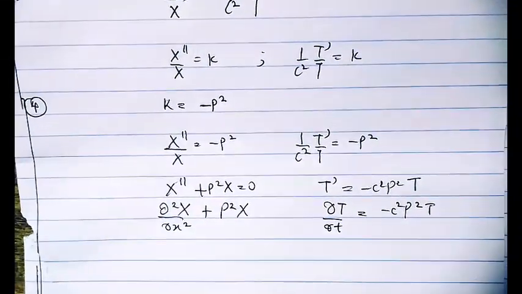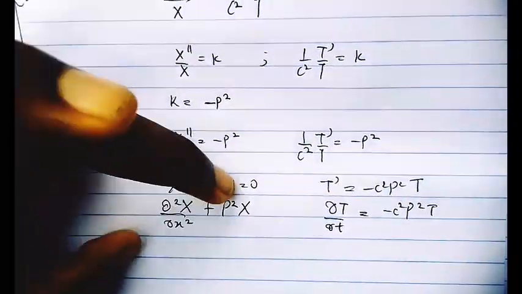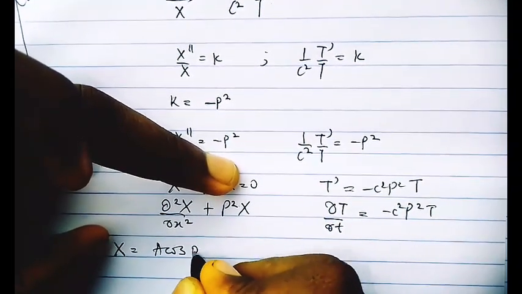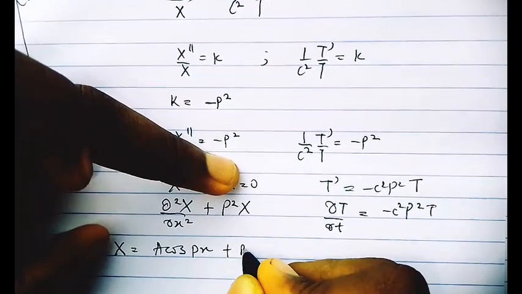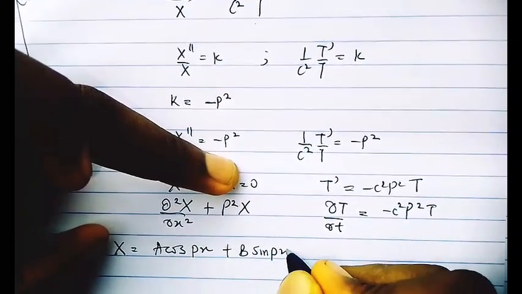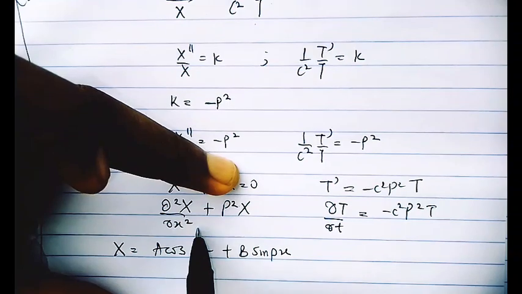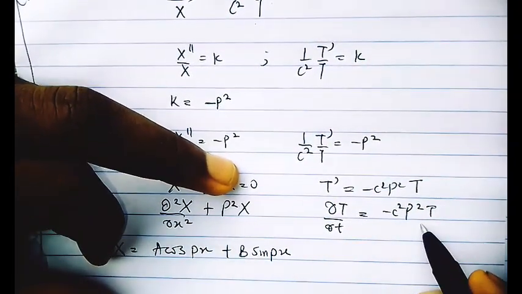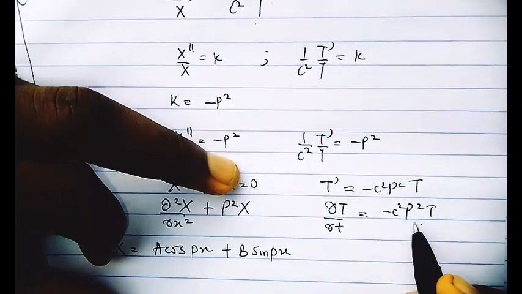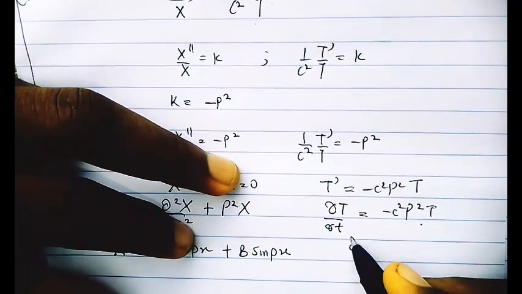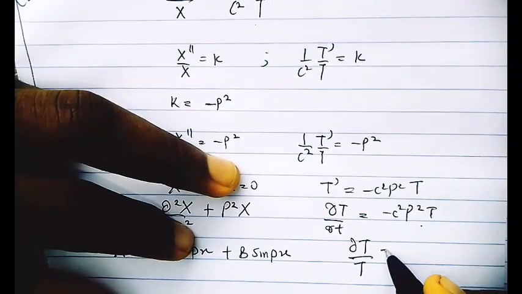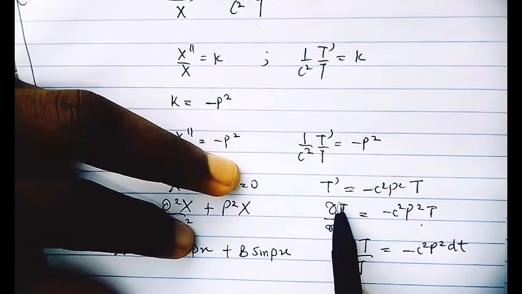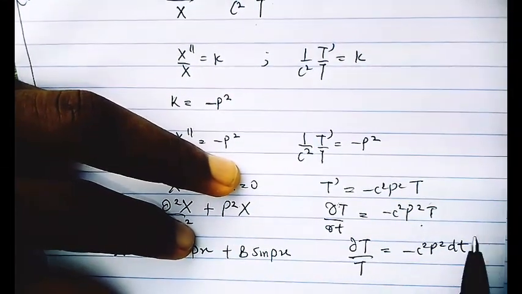Remember, the general form of the solution for this second order differential equation is given as x equals a cos px plus b sine px. This is the solution to this second order differential equation. This one is a first order differential equation, so we can solve it using separation of variables. So this will be dt over t equals minus c squared p squared dt. I took the one for t to t and the other one to the other side.